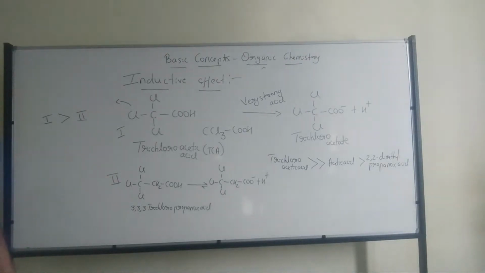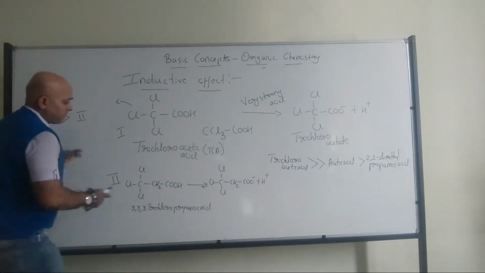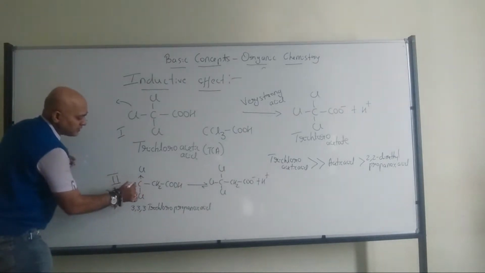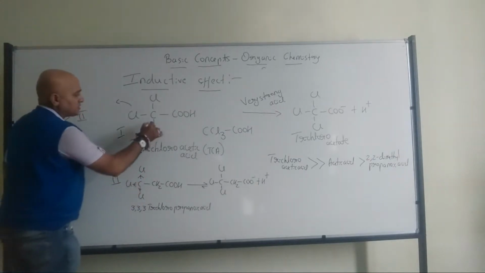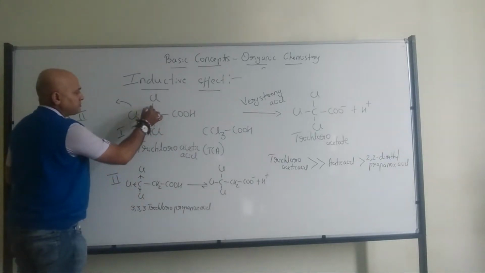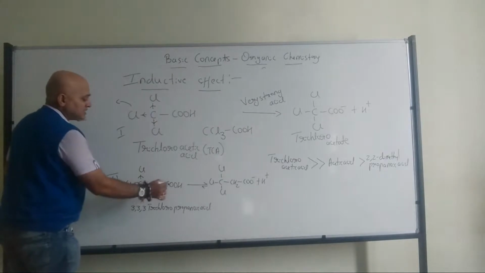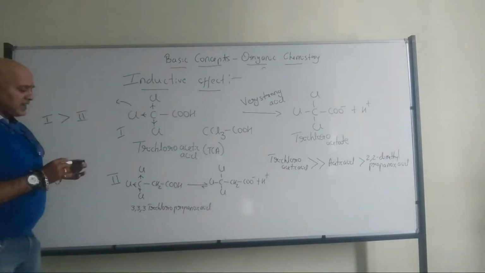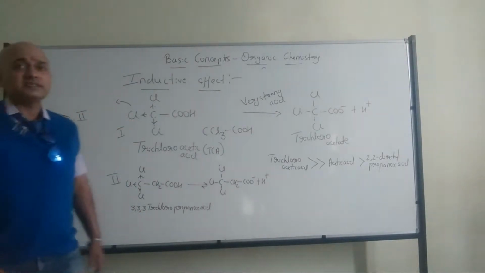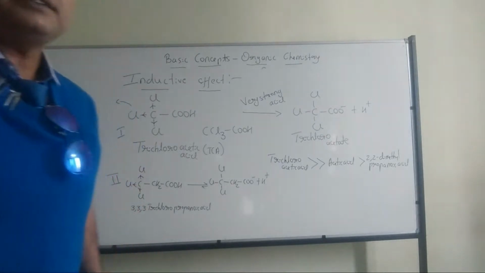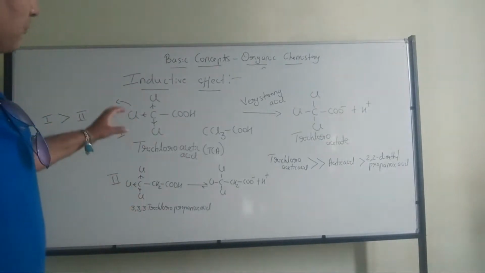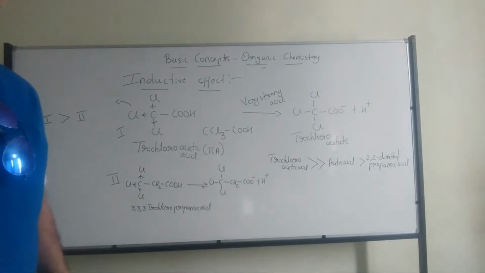Trichloropropanoic acid. What has made this difference? Here also 3 chlorines are there, where we can see the electron withdrawing groups. Here also we have the electron withdrawing groups, right? But still it has become a weak acid, while the other is a strong acid. What is the difference between these two?